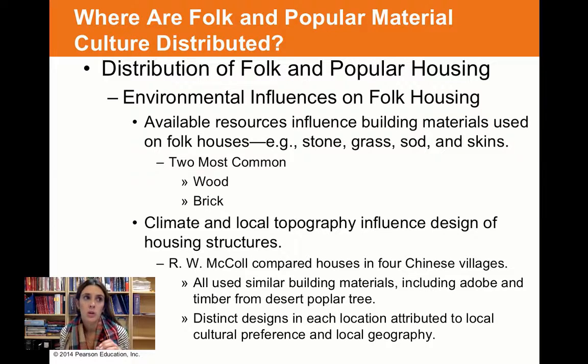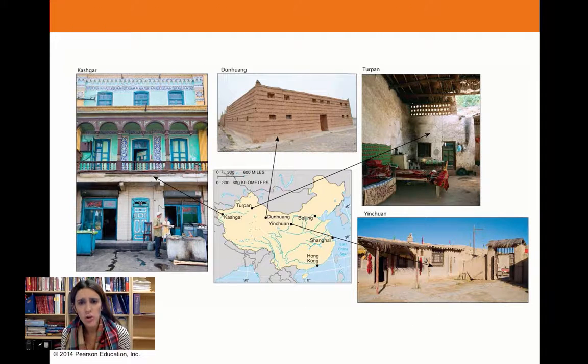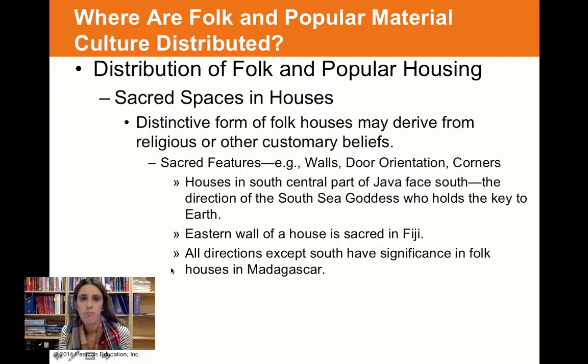So the actual location of the place has an impact on what the homes are going to look like in that place. So here are some examples. All of these, again, in China. You can see the different areas in China where these photos were taken. And although the building materials were similar, you can see the actual style of the homes is very different in each of these different pictures.